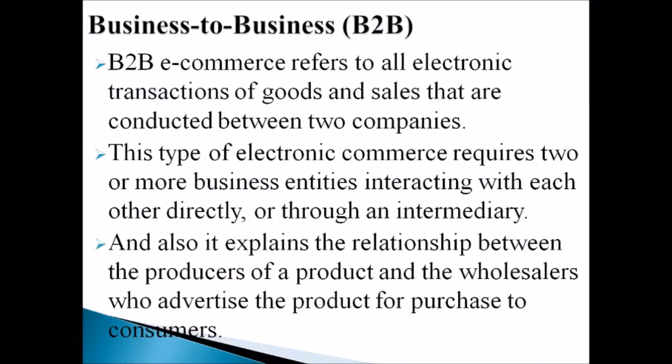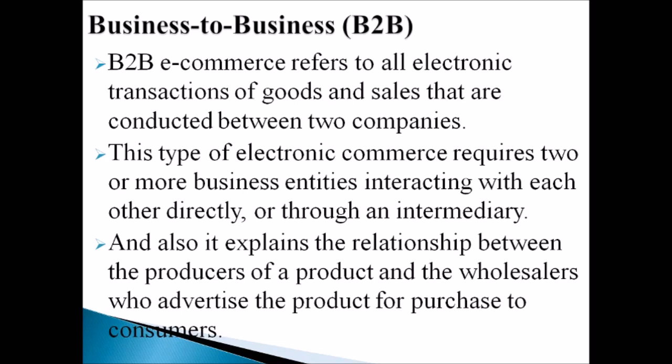The first one, business to business transaction. Here all the transactions are going to be done between 2 companies because the transaction is between business to business. So all the electronic transactions of goods and sales or services, whatever it may be, are going to be done between 2 companies, or it can be called 2 businesses. This type of electronic commerce needs minimum 2 or more business entities. So they are going to interact with each other directly or through an intermediary. They can either communicate directly, or if they need an intermediator, they can have one.